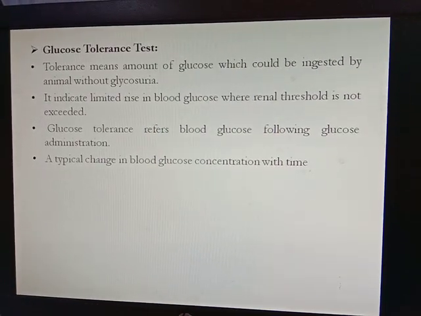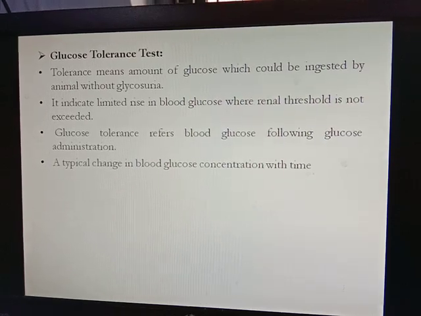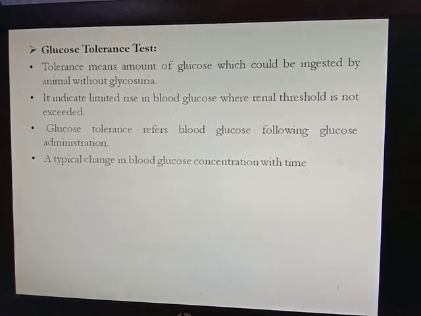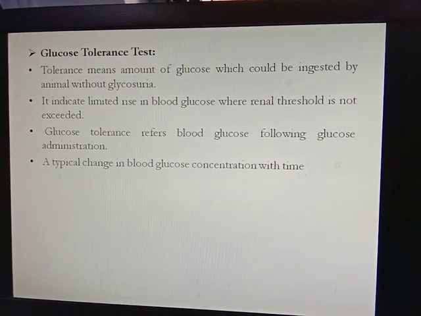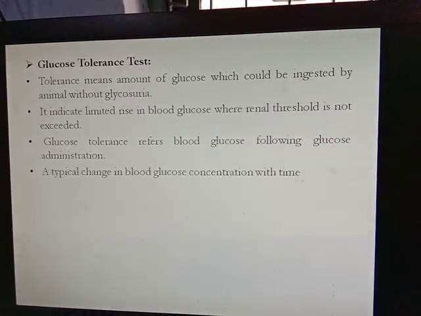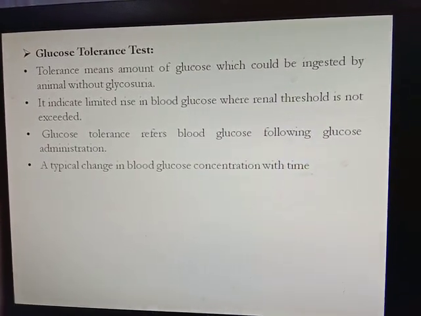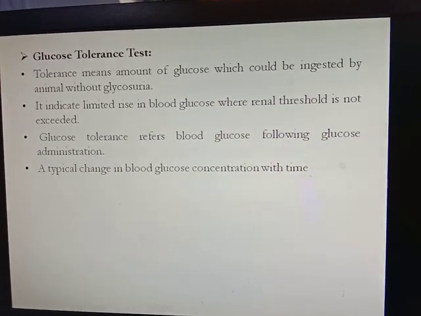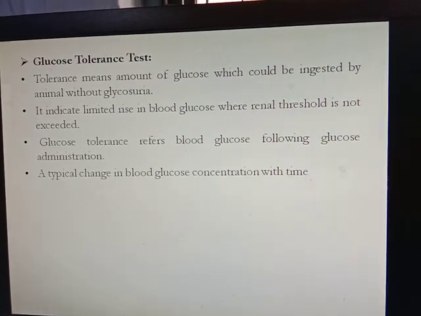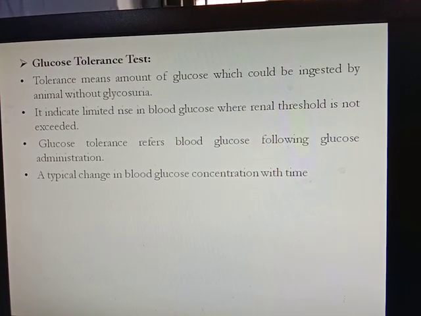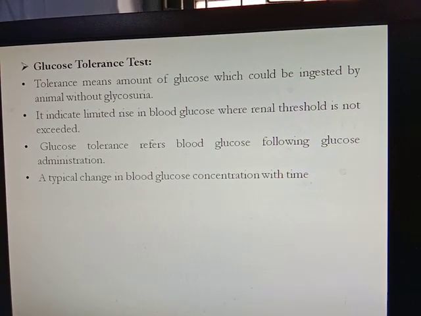So it indicates the limited rise in blood glucose where the renal threshold is not exceeded, meaning the renal threshold is not altered. Glucose tolerance refers to the blood glucose following glucose administration, meaning when you administer glucose to an individual or subject or patient, the rise in blood glucose without it being excreted in urine. A typical change in blood glucose concentration occurs with time.